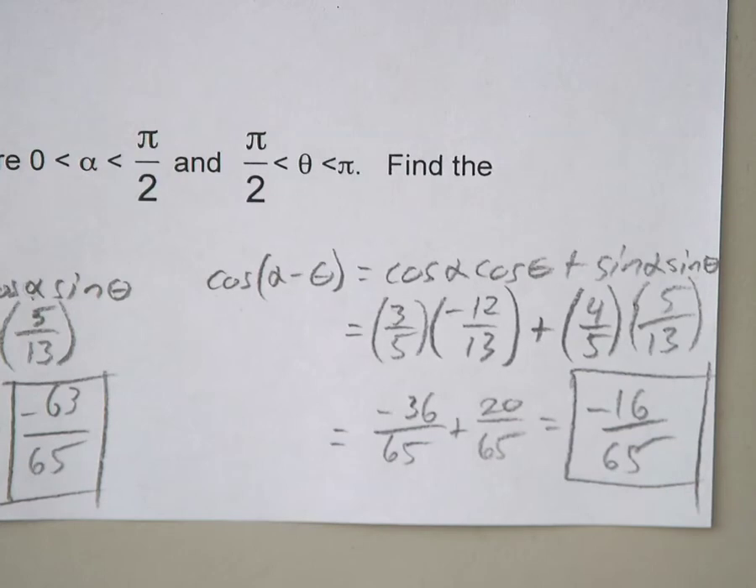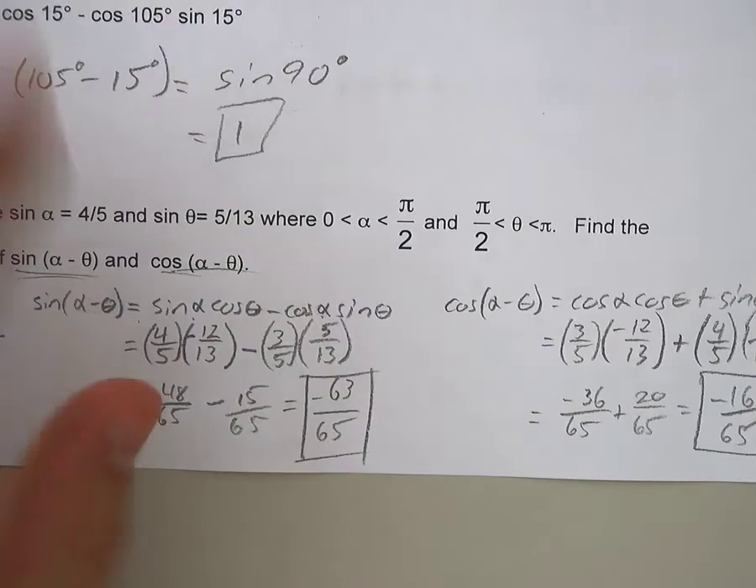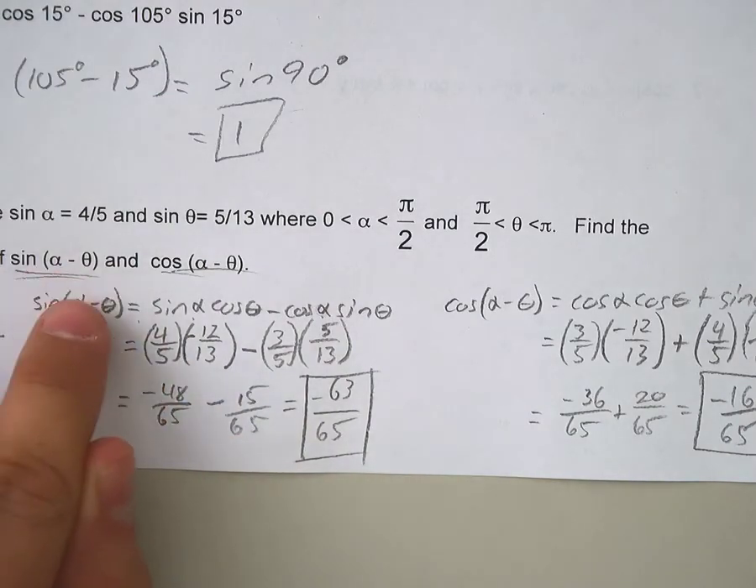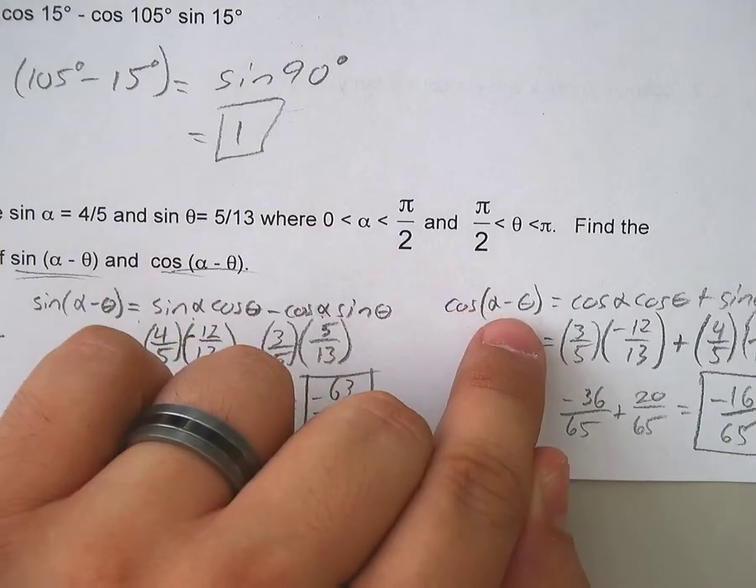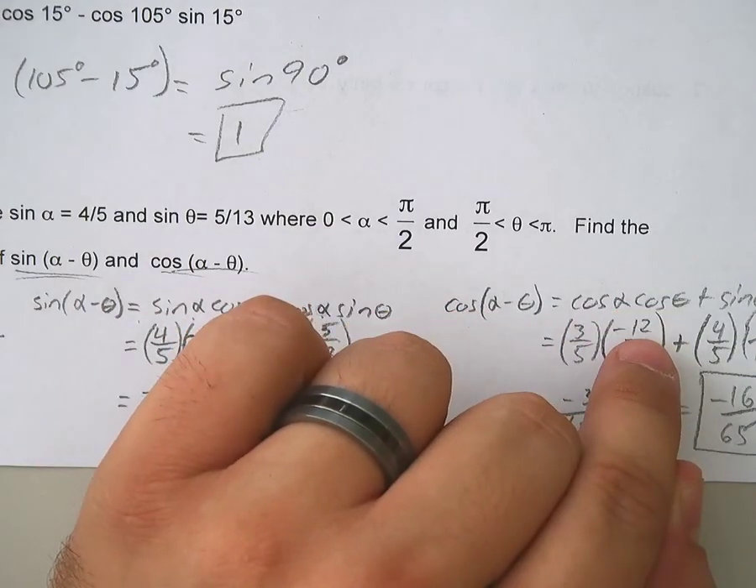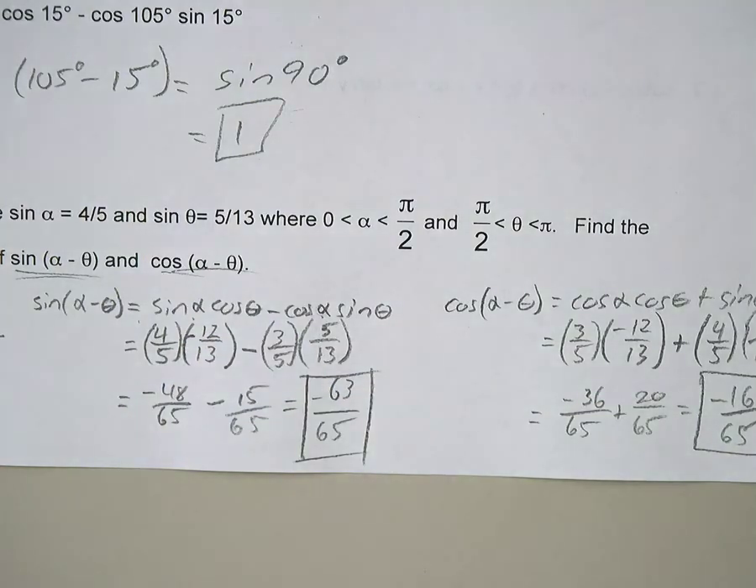Okay, so yes, these are going to be some of the more complicated questions. They are complicated, but it's not impossible to do. Let me back up a little bit here. Remember, I said sine of alpha minus theta, expand it, plug in. Cosine of alpha minus theta, expand it, plug in. Okay?